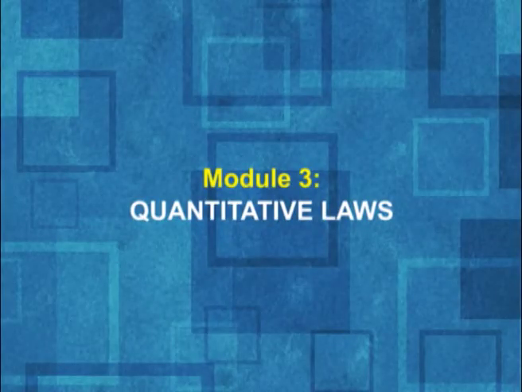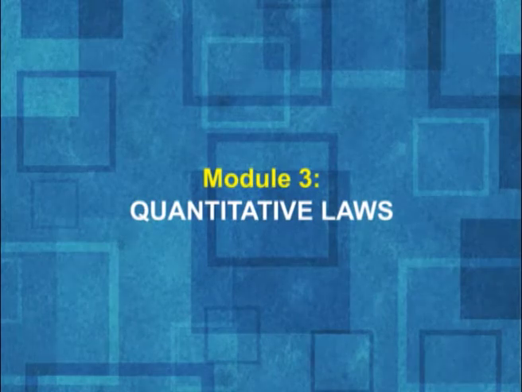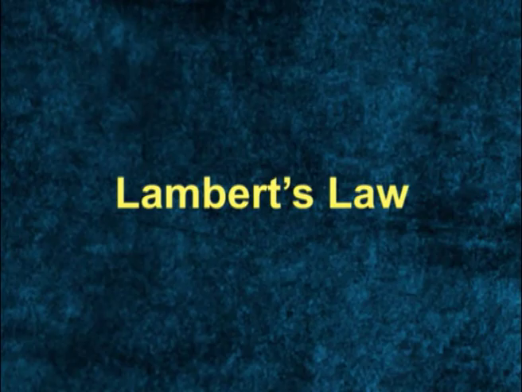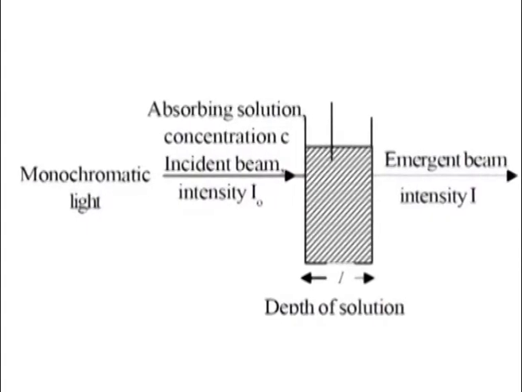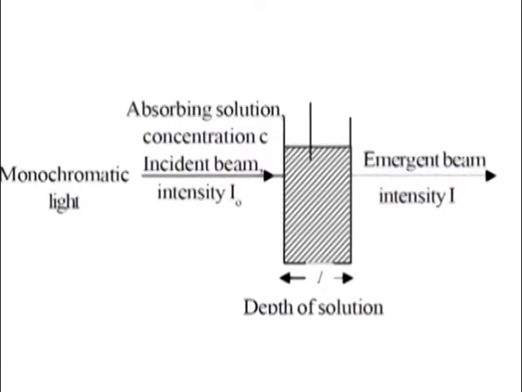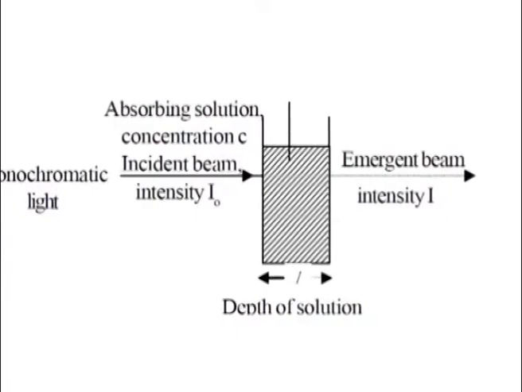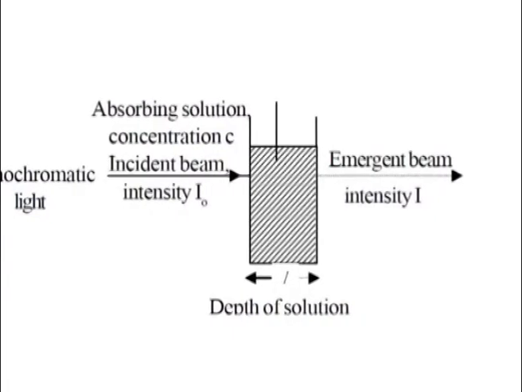Next module is quantitative laws. In this, first we will see Lambert's law. According to the law, when a beam of light is allowed to pass through a transparent medium, the intensity of light decreases as the thickness of the medium increases. Also expressed as, when a ray of monochromatic light passes through an absorbing medium, its intensity decreases exponentially as the length of the absorbing medium increases.